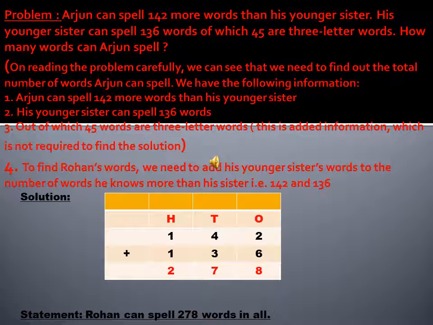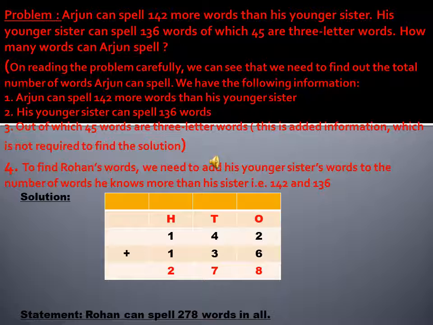Now let us see what all information is there in the problem. On reading the problem carefully, we can see that we need to find out the total number of words Arjun can spell. And we have the following information. First, Arjun can spell 142 more words than his younger sister. His younger sister can spell 136 words. Now out of those 136 words of his younger sister, 45 words are 3-letter words. Now this is added information which is not required to find the solution. It is just given to confuse us.